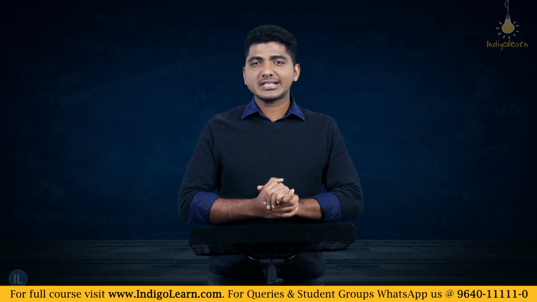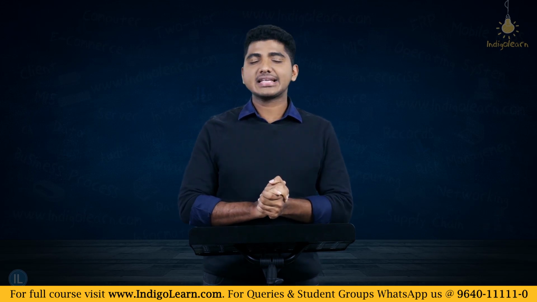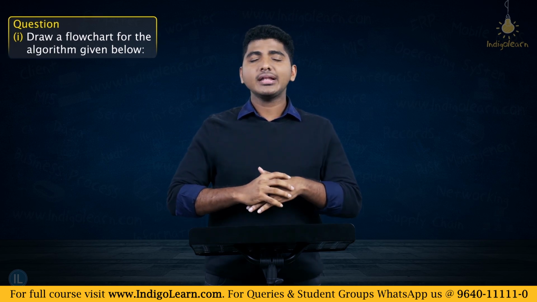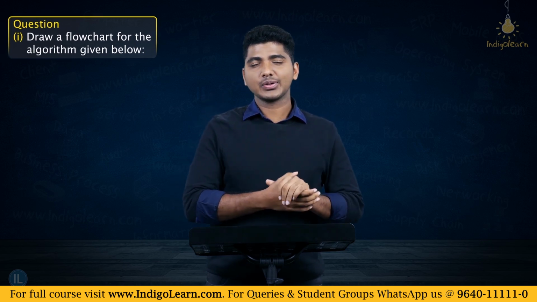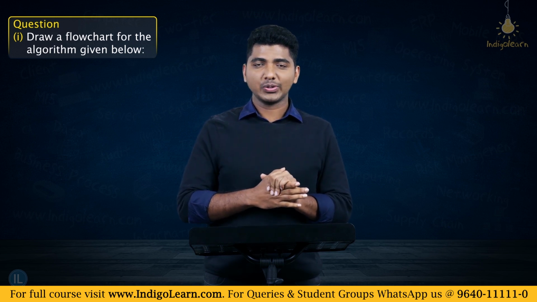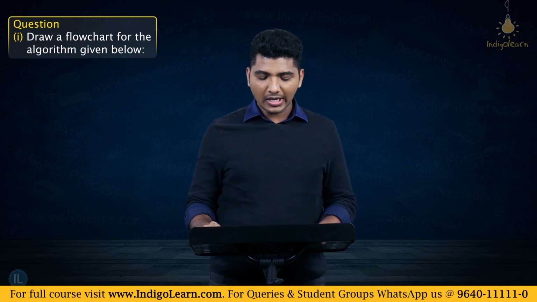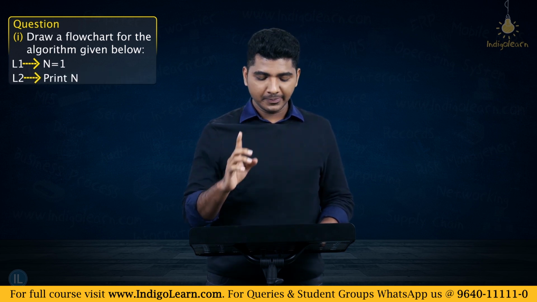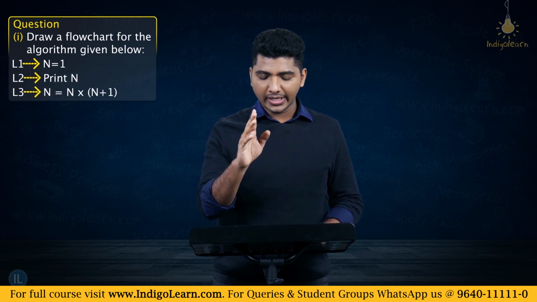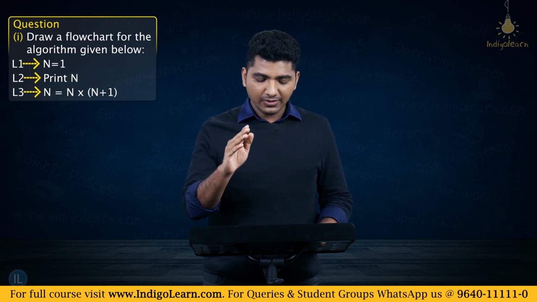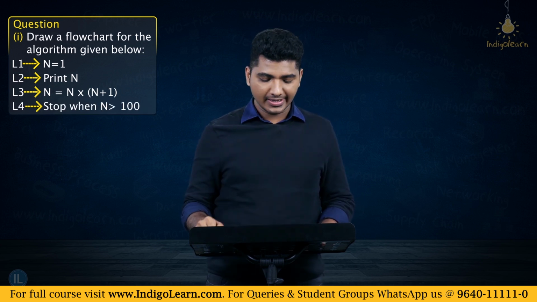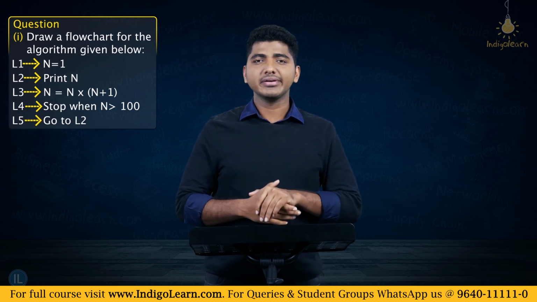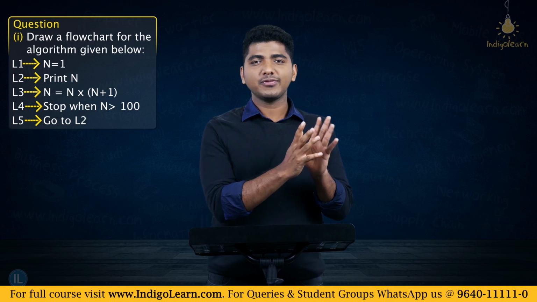Now let us look at one more examination question, very simple examination question. Here they have given an algorithm to you and they want you to draw a flowchart on that algorithm. Step 1, or they are calling it L1, n is equal to 1. L2, print n. L3, n is equal to n into n plus 1. L4, stop when n exceeds 100. L5, go to L2. So this is the algorithm they have given. Let us do it in the form of flowchart.